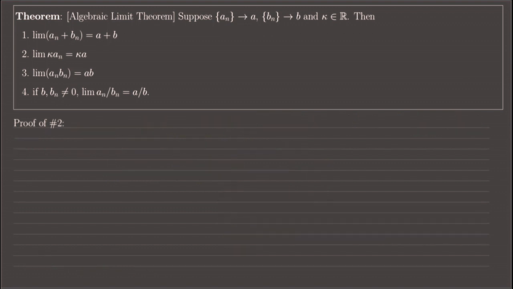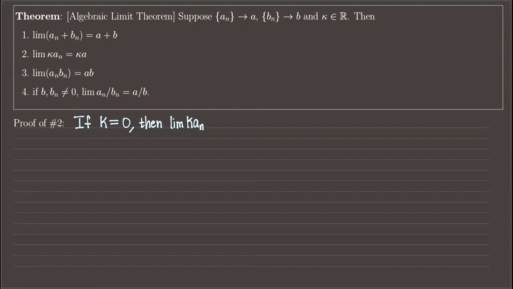Let's prove the second part of the algebraic limit theorem, which allows us to pull constant multiples out in front of the limit. This is the kind of proof that is going to be in 2 cases, and what would typically happen if you were proving this for the first time is you would be playing around with it and discover these 2 cases yourself. So the first case is that kappa is actually 0.